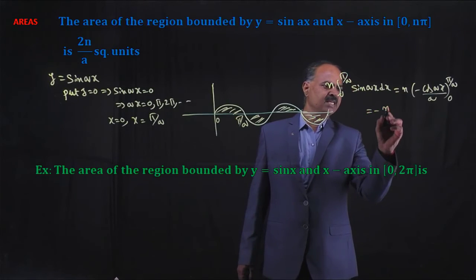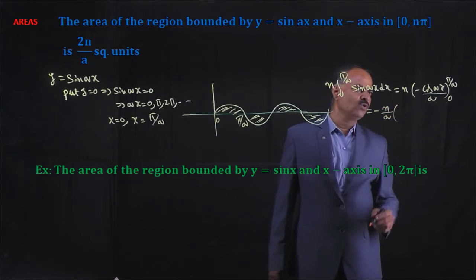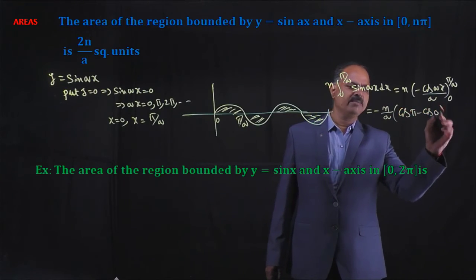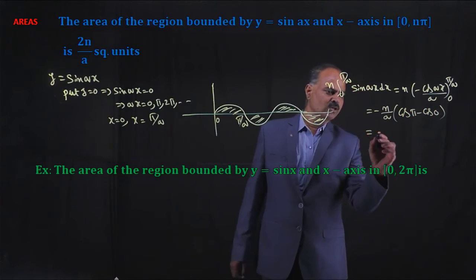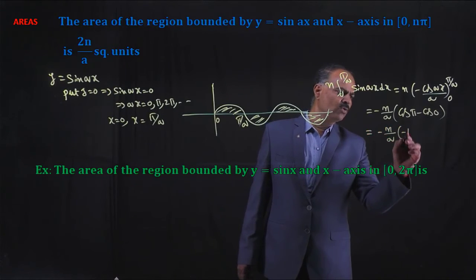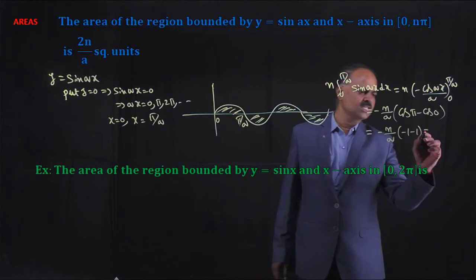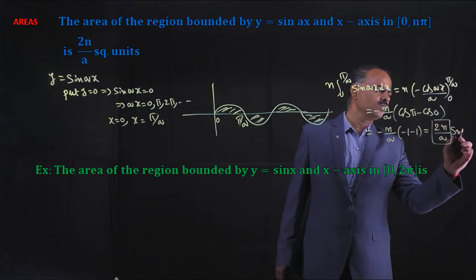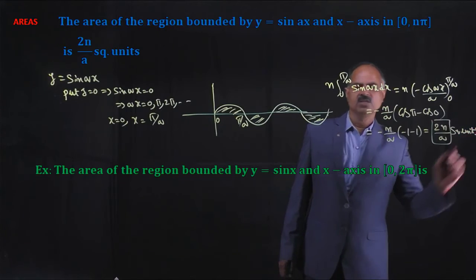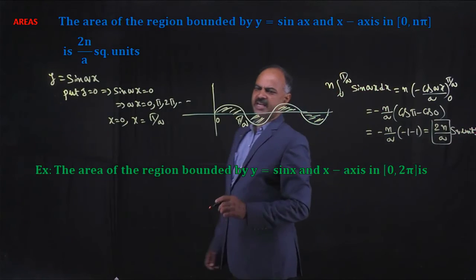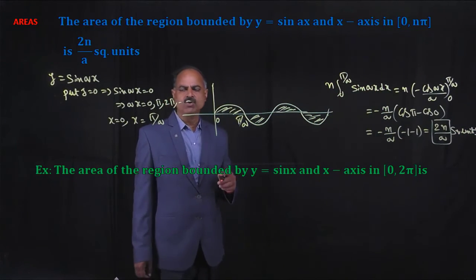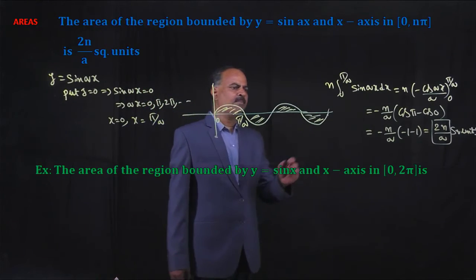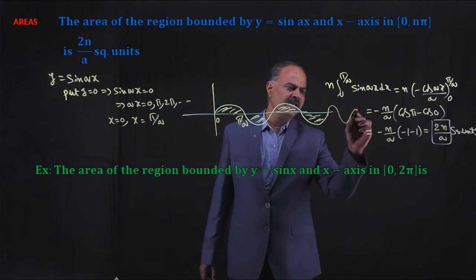So that is minus n by a into, substitute the upper limit, so we get cos pi, minus, substitute the lower limit, that is cos 0. That is equal to minus n by a into minus 1 minus 1, that is equal to 2n by a square units. Therefore, the area of the region bounded by y equal to sin ax and the x-axis in the closed interval 0 comma n pi.